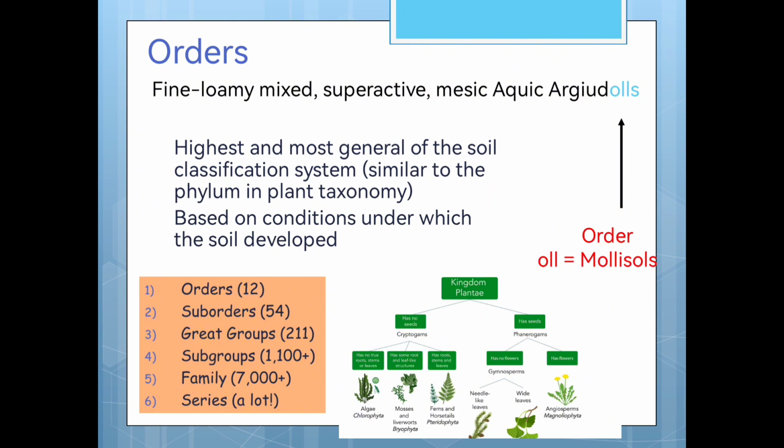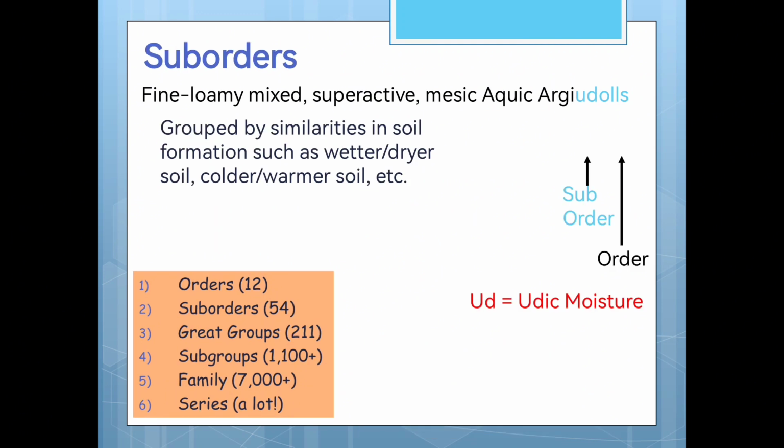So the order is the highest and most general of the soil classification system that is similar to the phylum in plant taxonomy. And these are based on conditions under which the soil developed. So order, siya yung pinakamataas. Then we have suborder. There are 54 suborders. So here on the description, we have here udolls. So we have here argiudolls. Also we know that it's the order. Ud means the suborder. So in this case, we have here the udic moisture. And this is grouped by similarities in soil formation such as wetter or drier soil or colder or warmer soil. So in this case, ud means udic moisture regime. So that is the suborder.